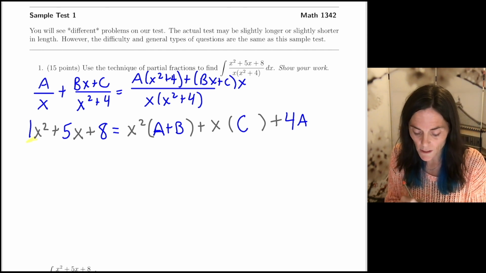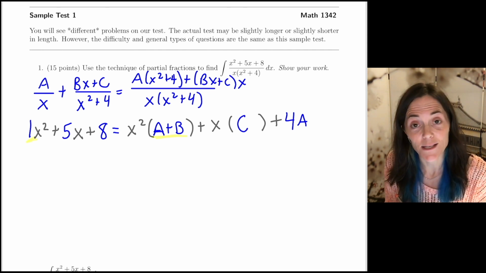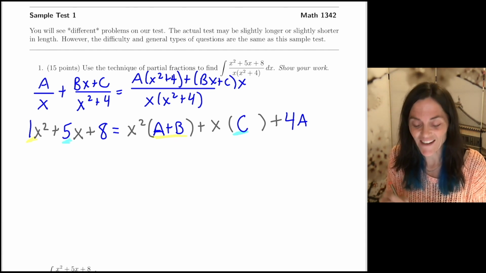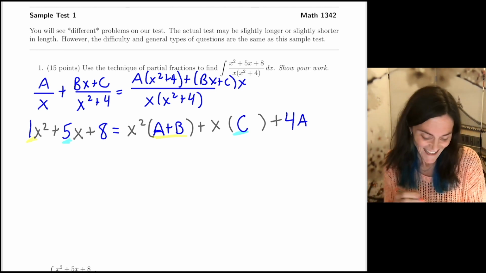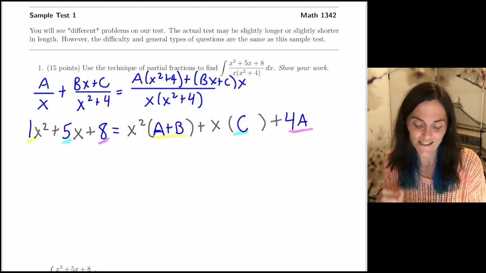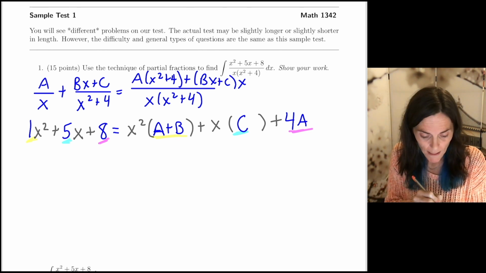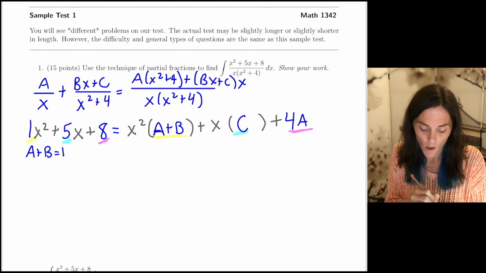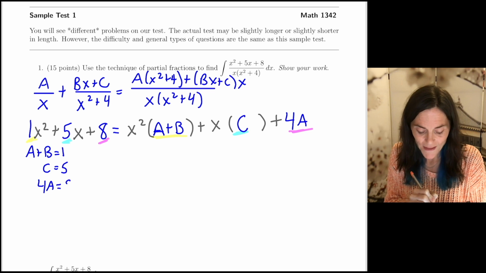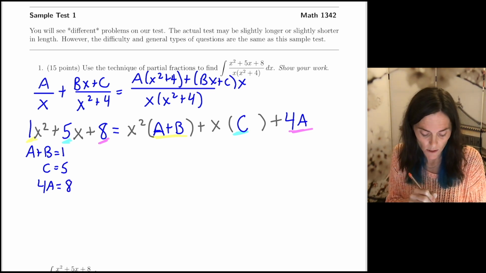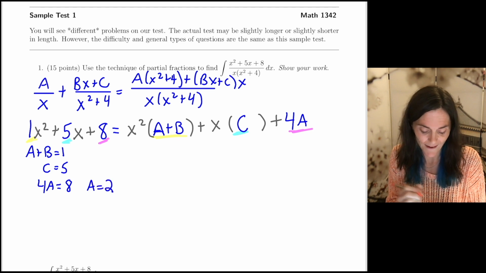Here, this coefficient equals the coefficient in front of x squared on the other side, and this coefficient equals the coefficient in front of the x on the other side. Similarly here, the constant parts will be equal. So my equations are A plus B equals 1. We have C equals 5. We have 4A equals 8. Well, this system is very straightforward to solve. Sometimes they're more involved, but this one is not too bad.